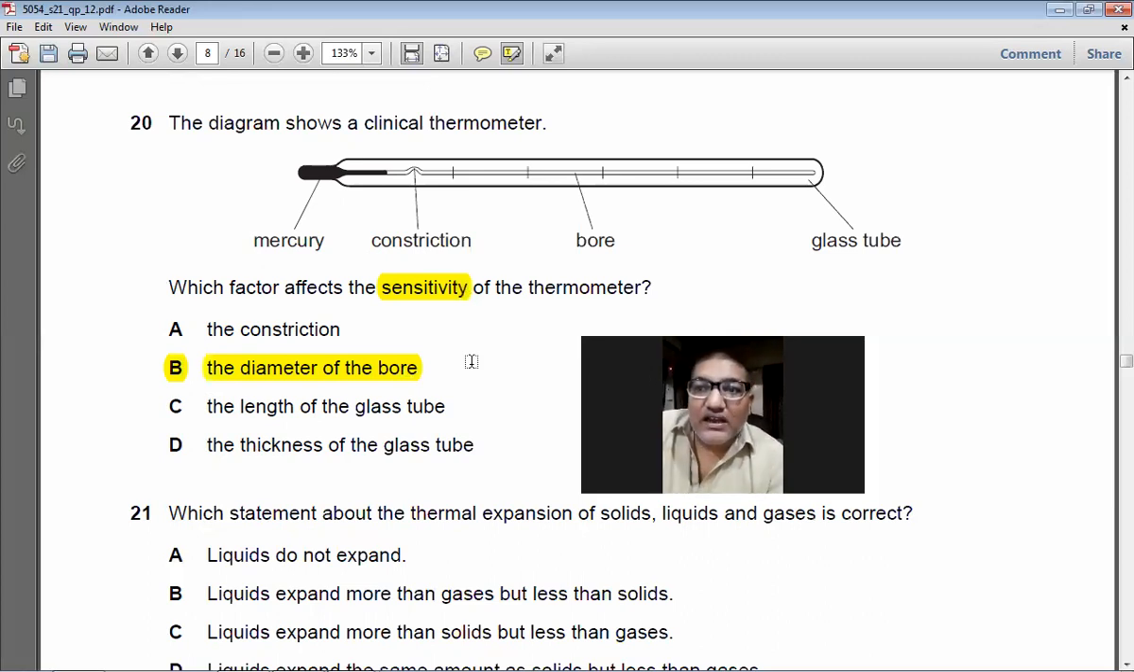The length of the glass tube, no. On this, it does not depend. The sensitivity does not depend upon the length of that glass tube. The thickness of the glass tube, no. The sensitivity does not depend upon the thickness of the glass tube. So B looks the best option. The diameter of the bore is a factor which affects the sensitivity of the thermometer. So B is the answer, sir. And that is the right answer.